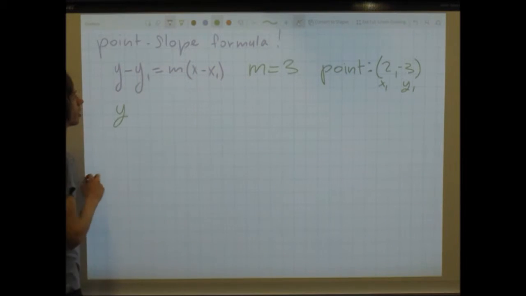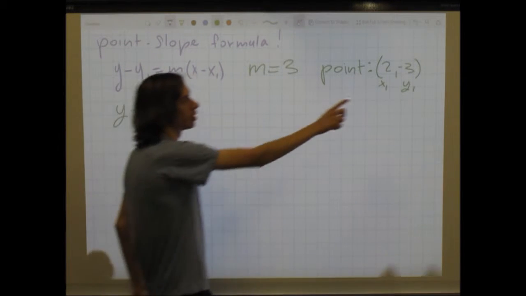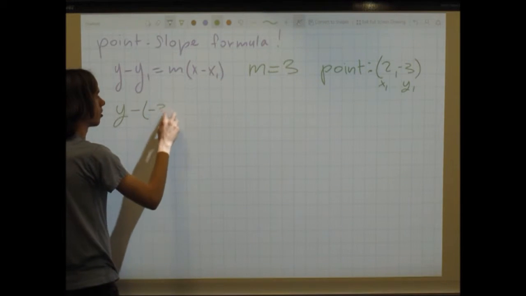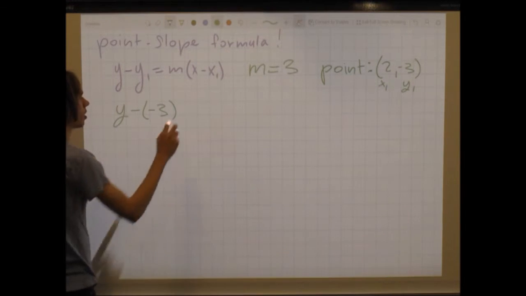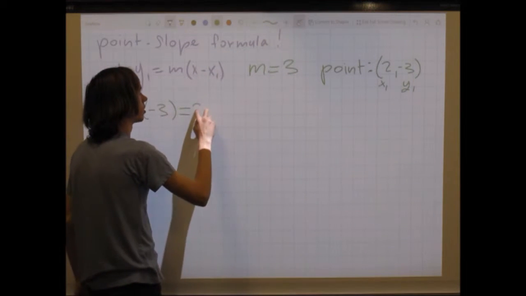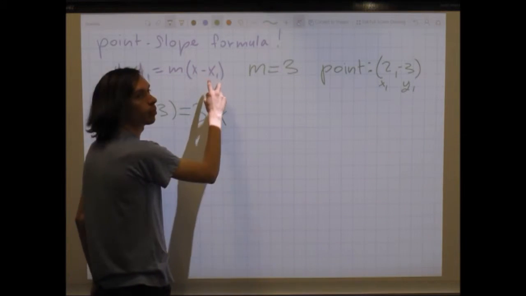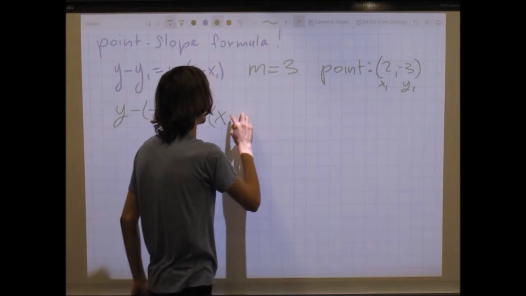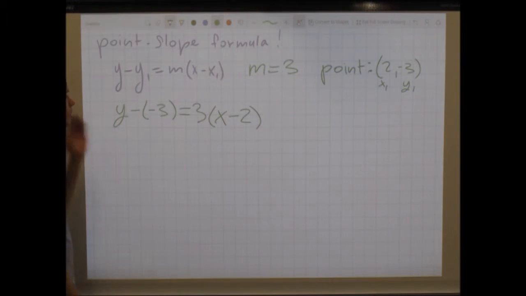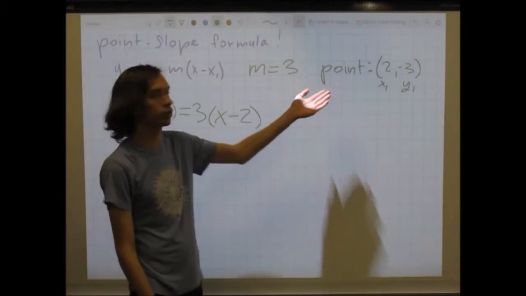So you write your y, and then it says minus y1. So minus, and y1 is negative 3, so we'll say minus negative 3. Then equals m, which we know is 3. Remember you leave the x there, and then it's minus x1, which is 2. Minus 2. Okay, so this actually is the equation of that line that these two things describe.